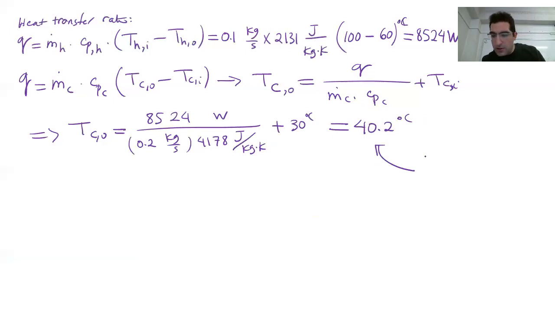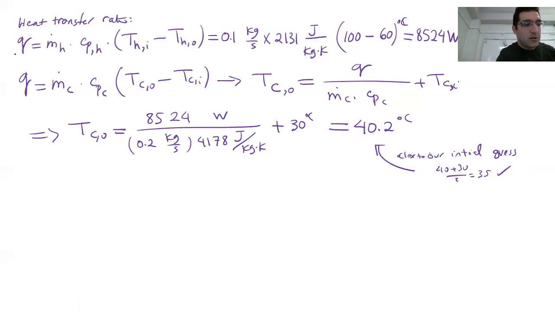So our initial guess was so close. 40 plus 30 divided by 2, you assume 35, is really close, so we're accepting this one. So far what we did, we first solved an energy balance just across the hot fluid, used the Q for the energy balance across the cold fluid, so we know the outlet temperature of the water. And we can verify this is close to the initial guess we made for finding the properties, right?